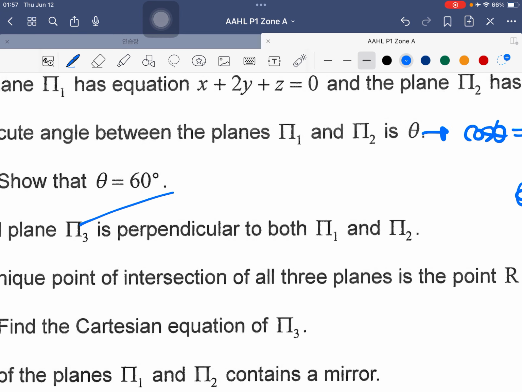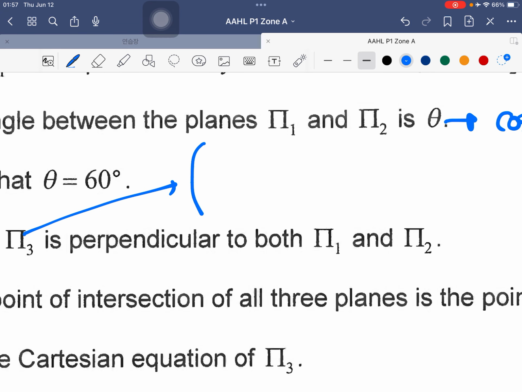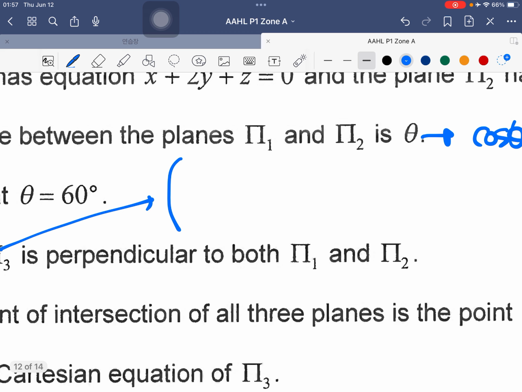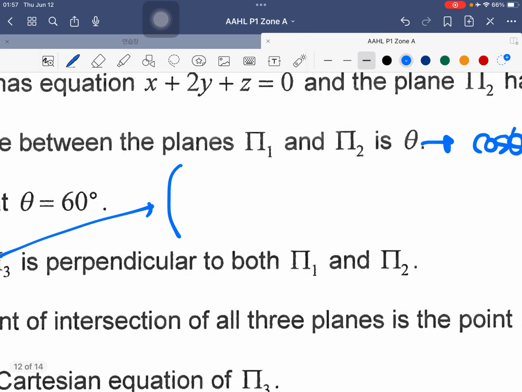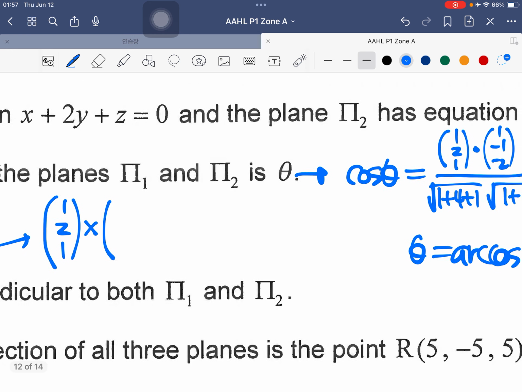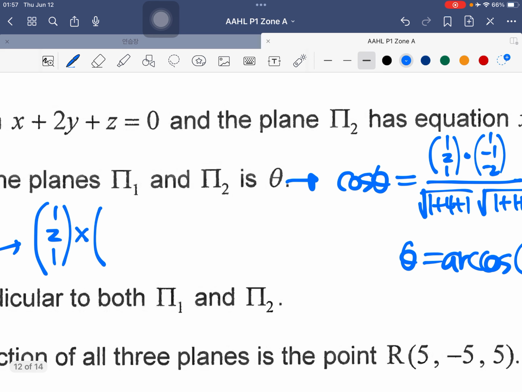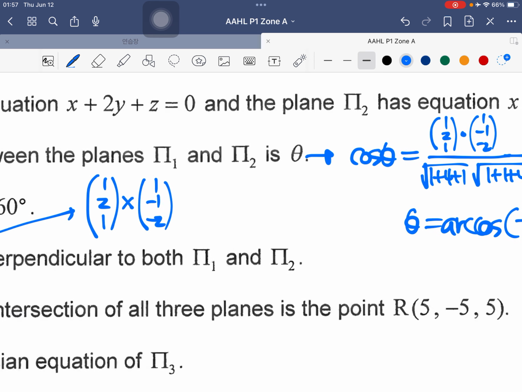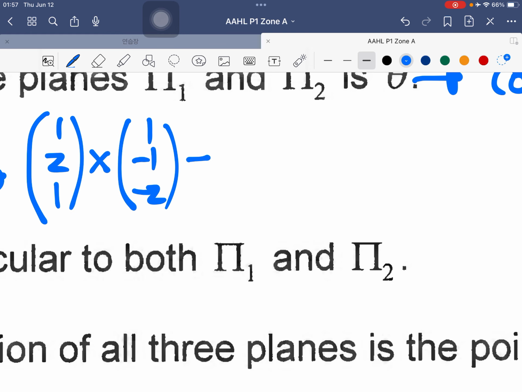The normal vector of plane pi 3 is calculated by the cross product of the two planes' normal vectors. The first plane's normal vector is (1, 2, 1), and the cross product is with the second plane's normal vector (1, -1, -2). Is that correct? Yes. We have to find the cross product of these two vectors to find the normal vector of pi 3.